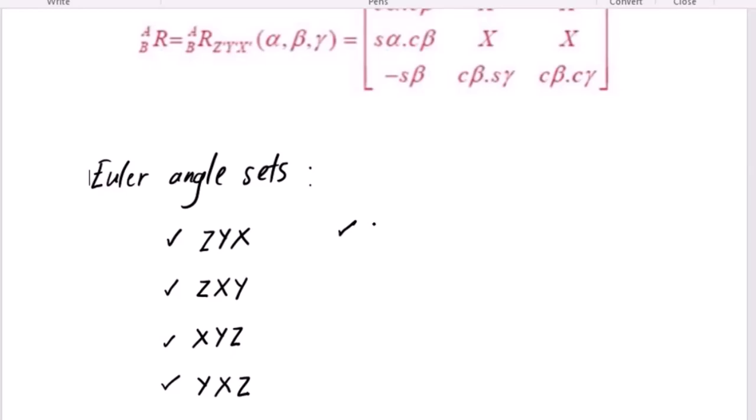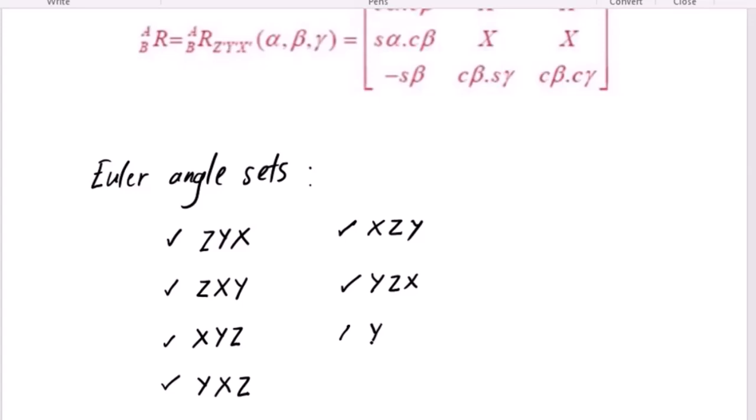Anybody? X, Z, Y. What else? Y, Z, X. What else? No more? There is.